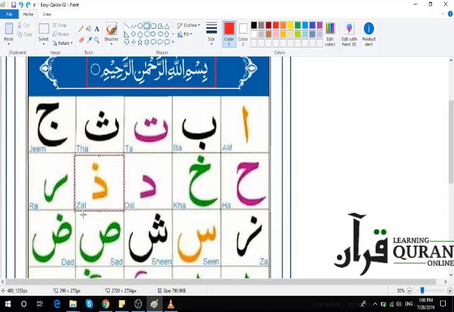Zal. Okay, very simple and easy. See again, if we have a look like a one curve shape, so we will call this dal. And if there is the same looking shape, but this time there is one dot on the top, so we will call this zal. Hope you understand. Going to the next letter.